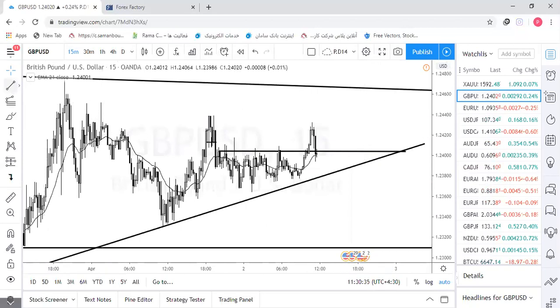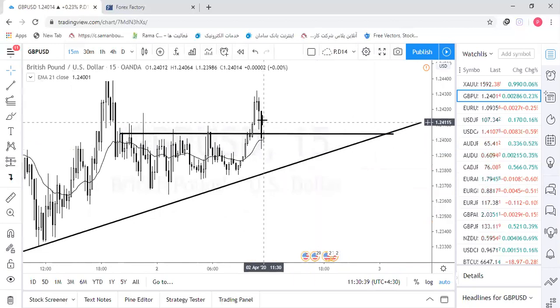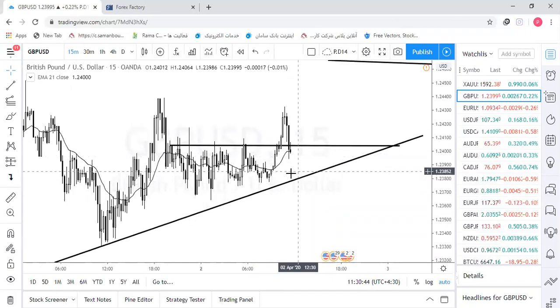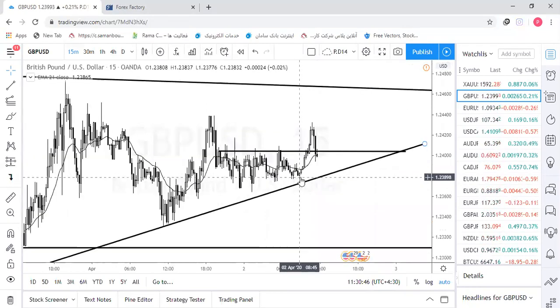Okay, guys, for GBPUSD, for buys, you have to wait for candle close above this big candle, okay? Before that, nothing. And if the candle closes below this one, you can take sells.